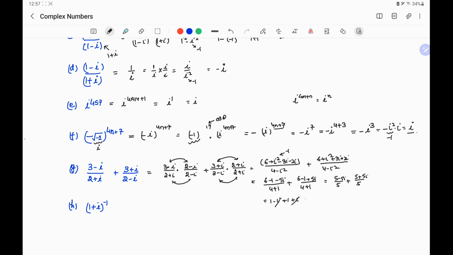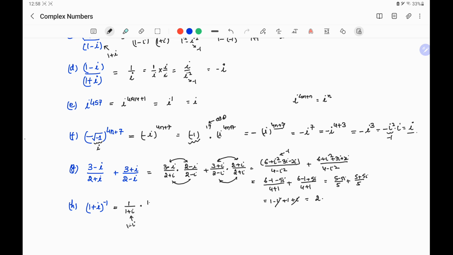The I and I get cancelled, so the answer is 2. Part H is (1 plus i) raised to the power of minus 1. So it is the inverse of a complex number. It will be equal to 1 by 1 plus i. Now we multiply the numerator and denominator by the conjugate of the denominator. The denominator is 1 plus i, so its conjugate will be 1 minus i, by replacing i with minus i.